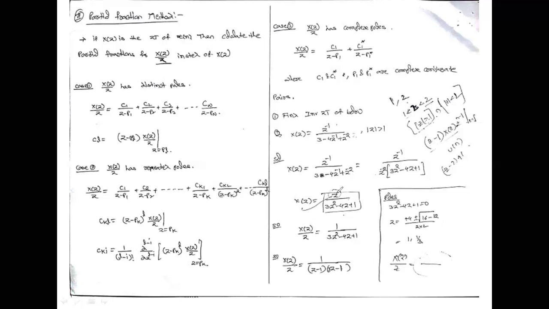X of z, you can bring this z towards the left hand side, X of z by z. You can always write the Z transformation in the X of z by z form only. It is 1 by 3z square minus 4z plus 1. What are the roots? We got 1 and 1 by 3. So z minus 1 and z minus 1 by 3.